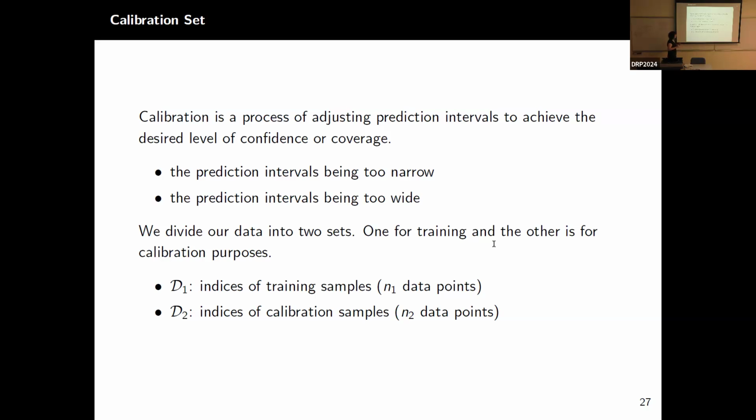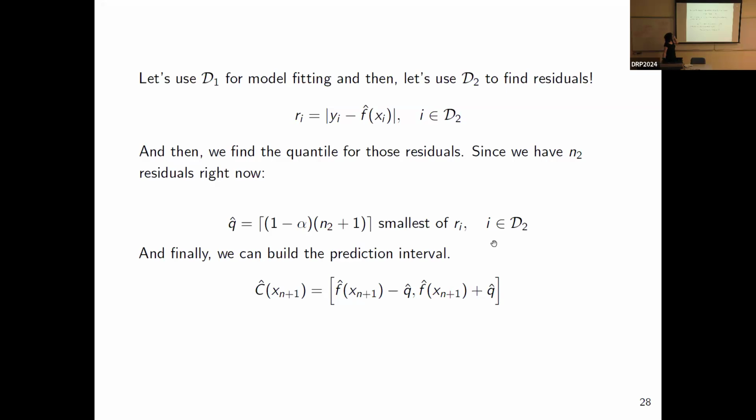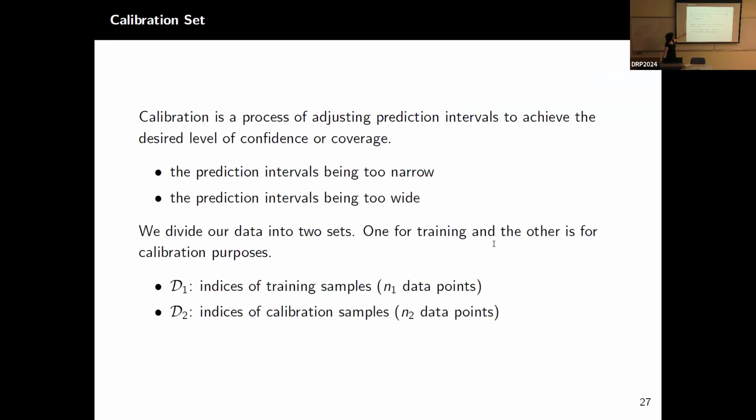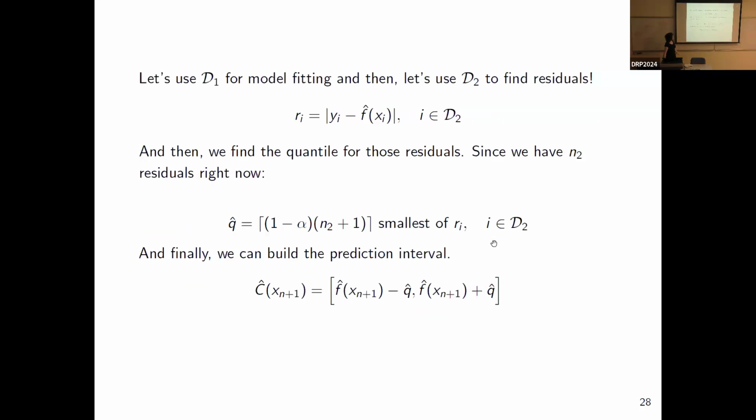So in conformal prediction, we divide our data into two sets, one for training and one for calibration purposes. So imagine D1 having N1 data points and D2 having N2 data points. D1 is for the training samples and D2 is the calibration samples. So we are using D1 training samples for model fitting, and we are using D2 calibration samples for finding the residuals. At this point, the data set we are picking will be from this calibration part, and then we find the quantile for those residuals, and we can build the prediction interval just like I have shown you.